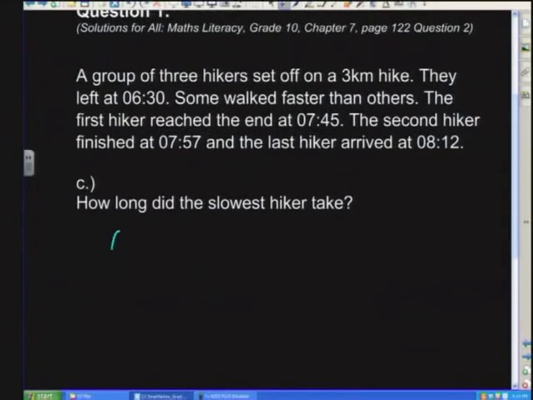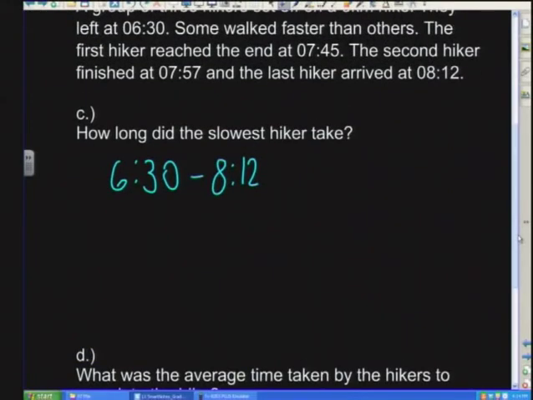Well, he left at 6:30, and he arrived at 8:12. Now I'm going to show you how we would do this without the calculator, and then I'm going to check on the calculator. So in this case, I'm taking 8:12 and minus 6:30.